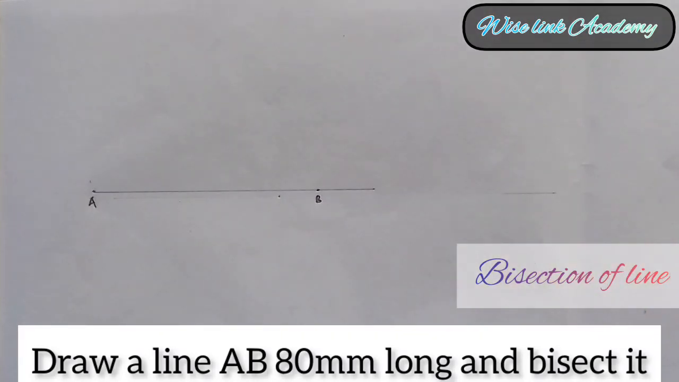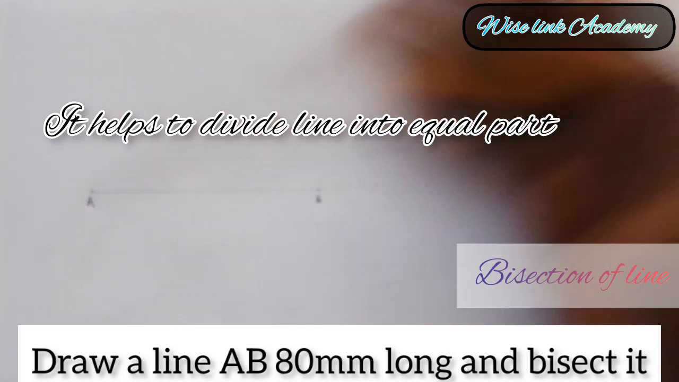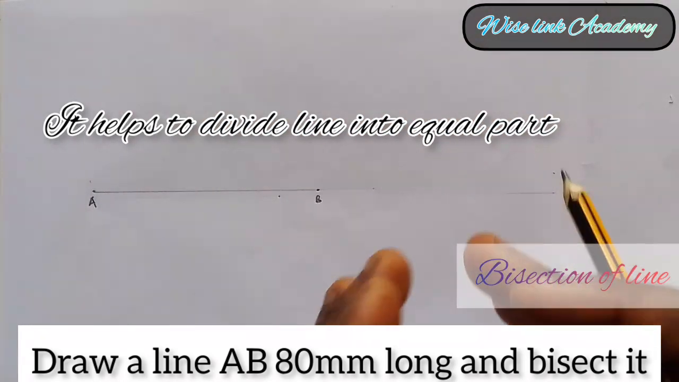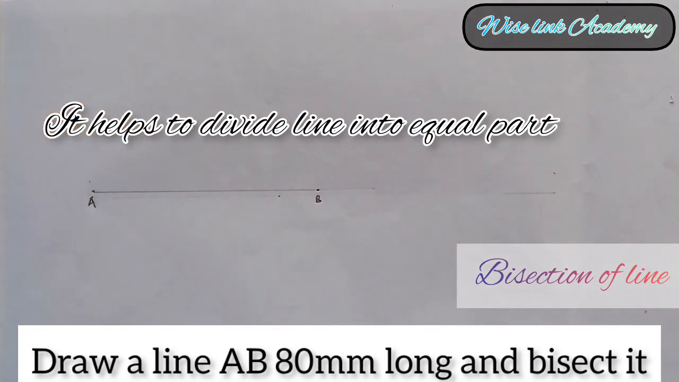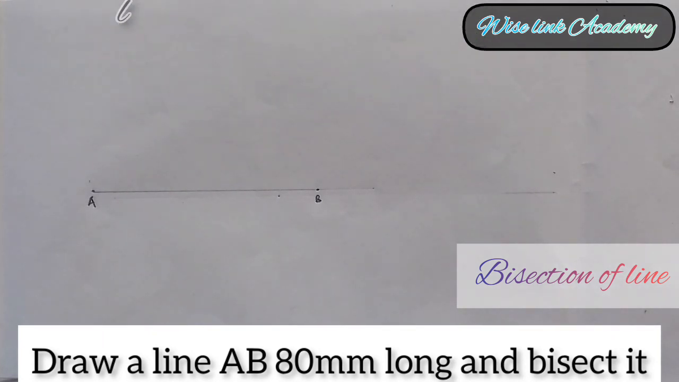The next task is to bisect it. What's the concept behind bisection? It simply means that bisection helps to divide a line into equal parts. Now, how do I bisect it? I can bisect any given line with the help of my compass.